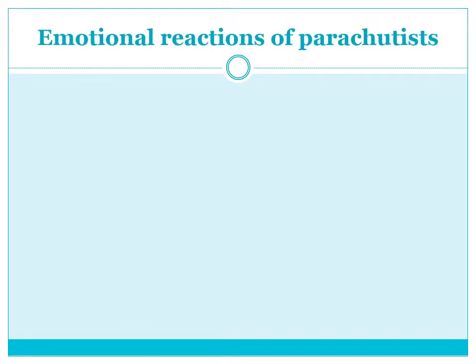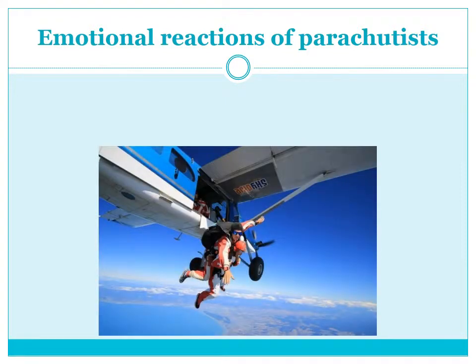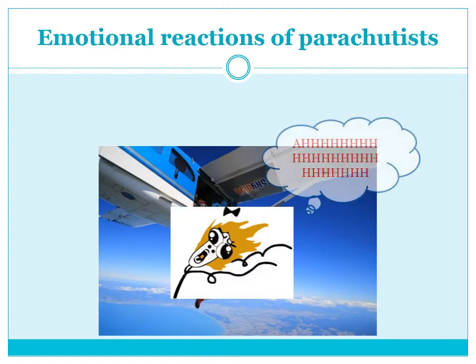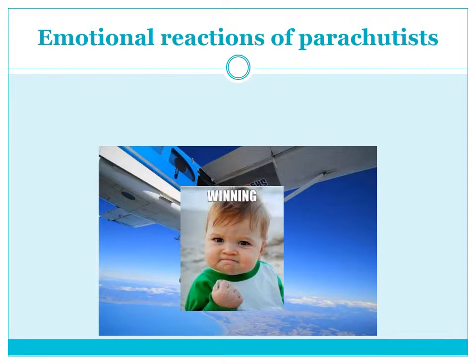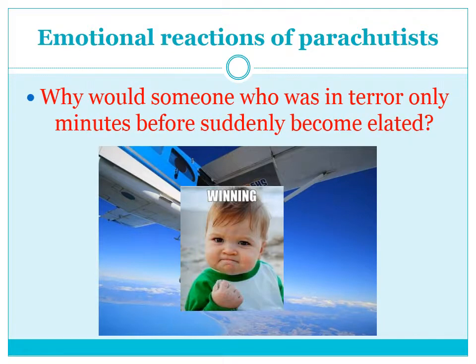I will show you one more example with emotional reactions of parachute jumping. During the first free fall, before the parachute opens, they usually experience terror. They yell, their eyes bulge, their body goes stiff, and they breathe irregularly. Upon landing safely, they at first walk around with stony face expressions. Then they begin smiling, talking, gesticulating, and showing every indication of being elated. Why should someone who was in terror only minutes before suddenly become elated?